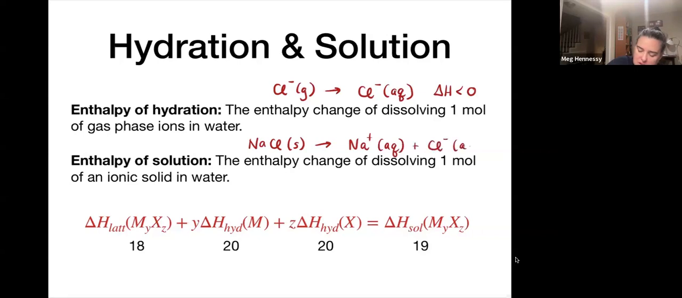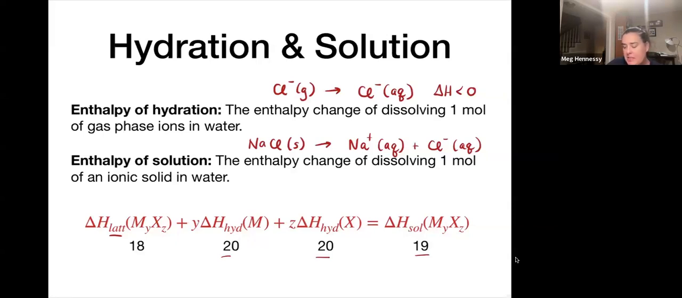And there's a big chunk of the data booklet that's dedicated to solving these problems. You have the lattice enthalpies that we already found in section 18. We have the enthalpies of hydration, which are in section 20, and we have the enthalpy of solution, which is in section 19. Again, this formula looks kind of crazy, but the problems, I hope, are really manageable.